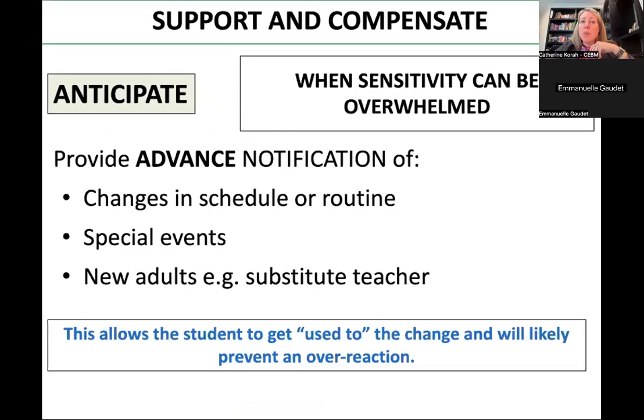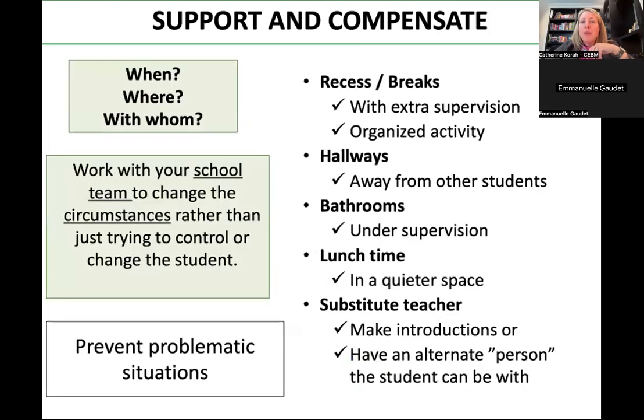And so in order to support and to compensate for the neurodiverse student, it's all about anticipating, not being surprised by some of the reactions that they have, because we understand where they're coming from. Especially the child who's sensitive, who will be overwhelmed, because we will react very differently when we are expecting it versus when we're taken by surprise. Thinking about times and places where they need that support and compensation.